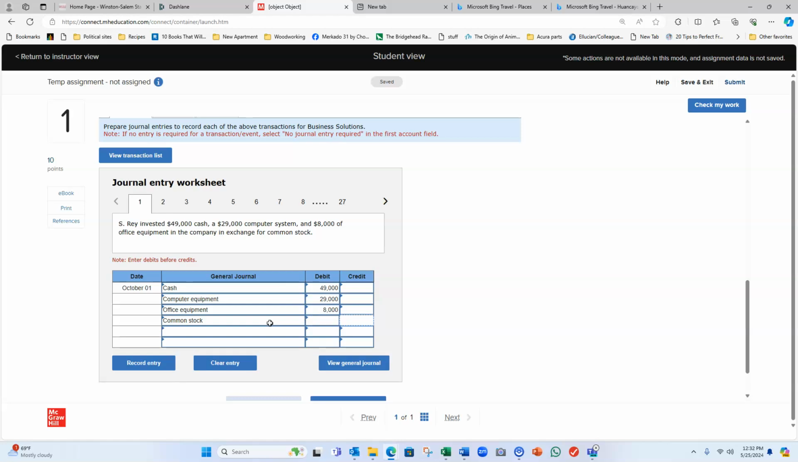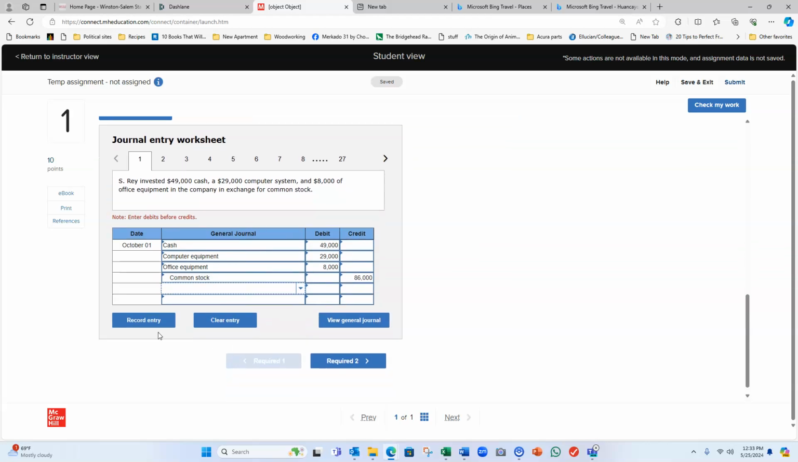Common stock is an equity account. We're increasing it. So we're going to be crediting that account to increase it. Common stock, equity accounts. Common stock, retained earnings, and revenues have credit balances. So let's add them up. 49,000 plus 29,000 plus 8,000. You get 86,000. 49, 29, 8. And that should be okay.